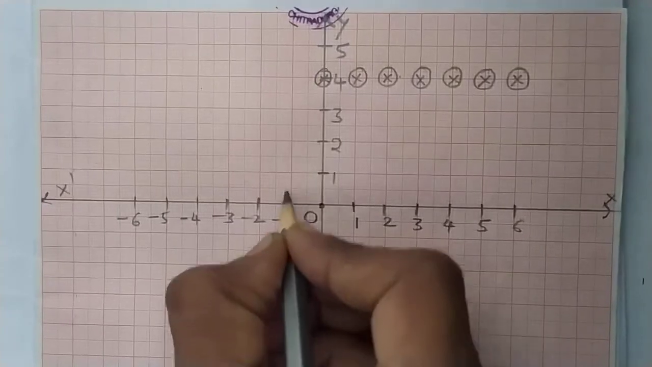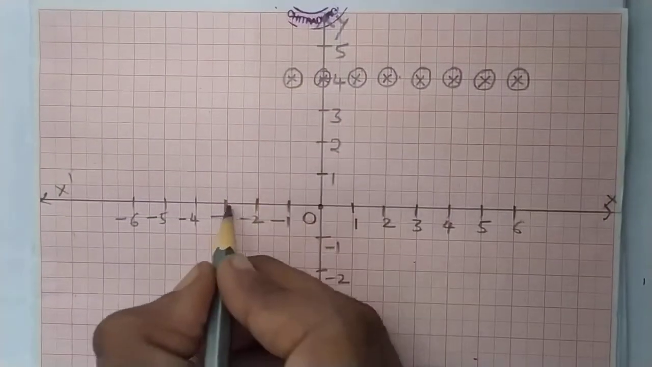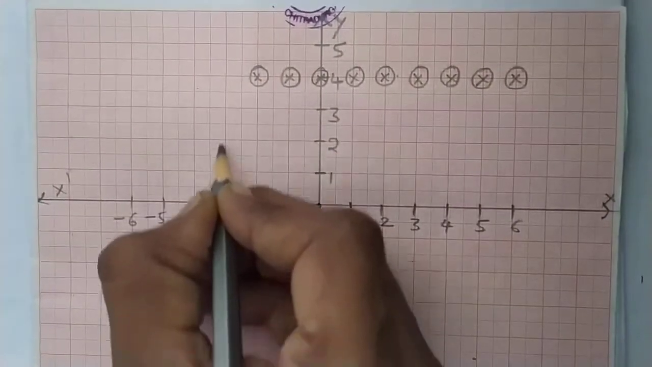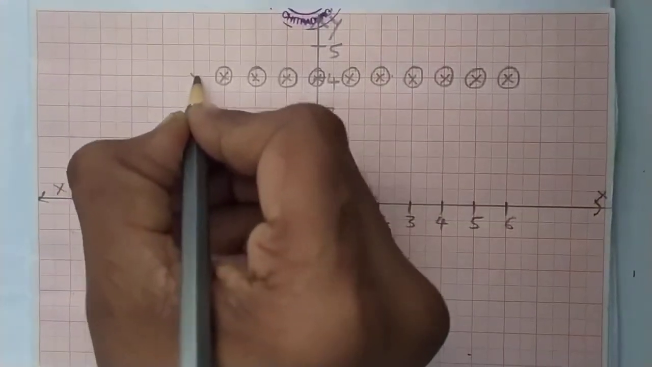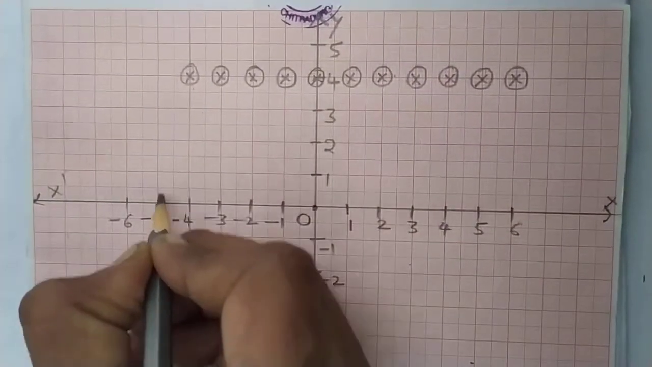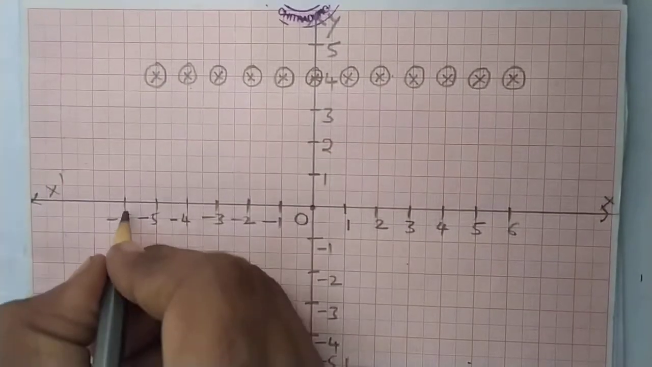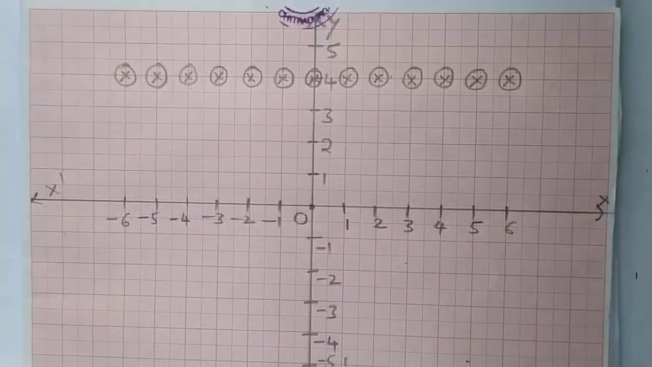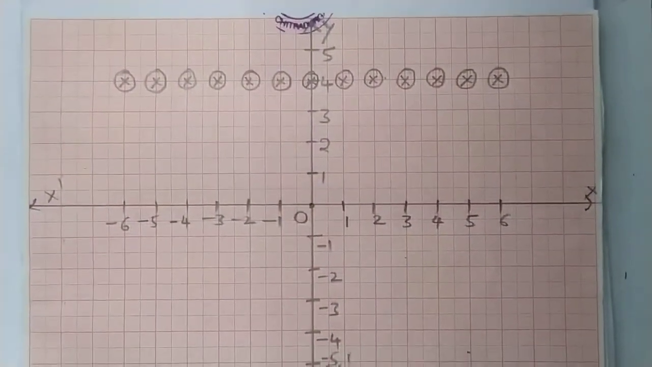If x equals -1, f of x equals +4. If x equals -2, f of x equals +4. If x equals -3, -4, -5, f of x equals +4. If x equals -6, f of x equals +4. Right? Just see the table for this function.